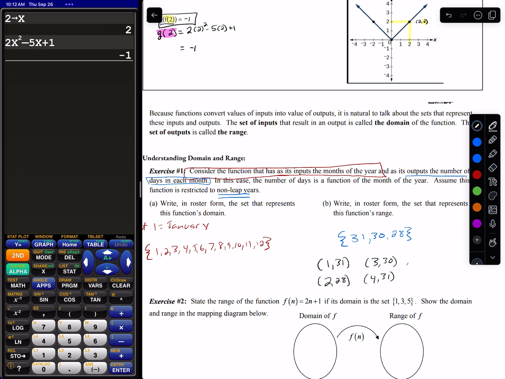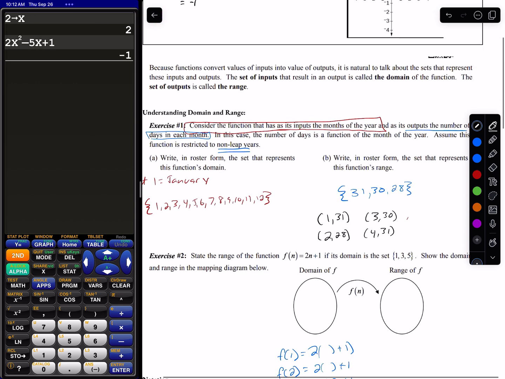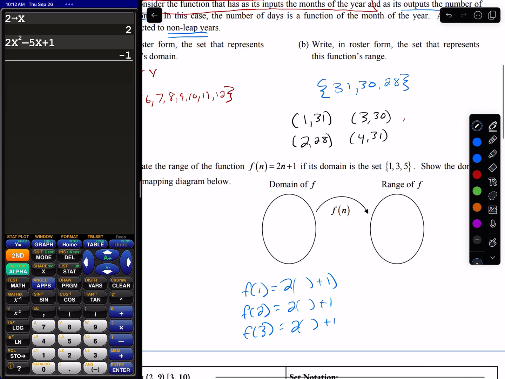Okay. Next example, sometimes you have a relation. We've got f of n here, and it's defined as 2n plus 1. So that's our definition of our relation, and it is a function. It's a linear function. So what we need to determine here is if we have the domain as the set 1, 3, and 5, what is the range going to be? So I'm going to substitute in f of 1, f of 2, and then f of 3. And that's going to give me my range. So I've got 3 here, 5 here, and 7 here.